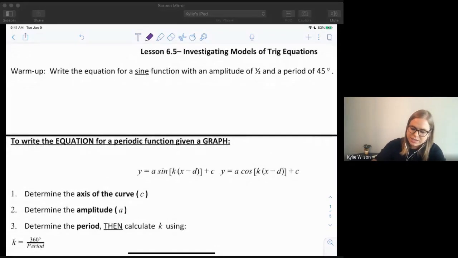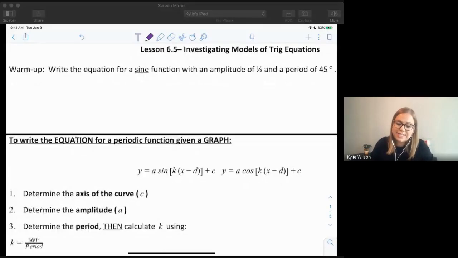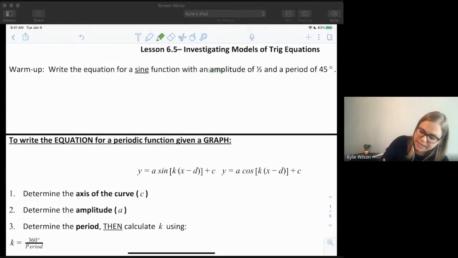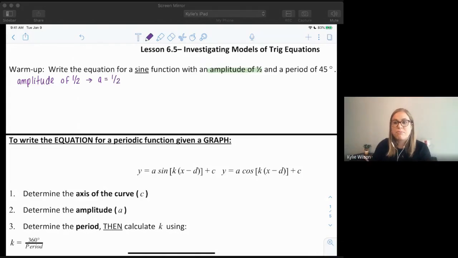So for our warm-up, we are going to write the equation for a sine function with an amplitude of 1/2 and a period of 45 degrees. So when I see my amplitude of 1/2, that is giving me my A value. If I know I have an amplitude of 1/2, that means that A is equal to 1/2. As soon as I find the amplitude, I can immediately translate that to the A value.